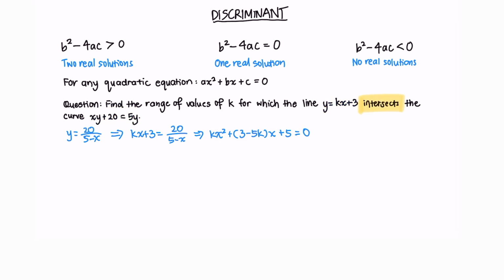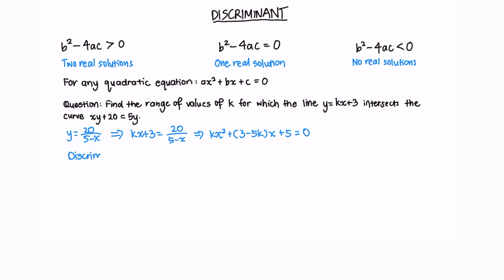So for the two graphs to intersect, this means that there's either two real solutions or one real solution. That means that the discriminant is more than or equal to 0. These two real solutions in the case of this question just means that the curves intersect at two distinct points. And over here, it means that the curves intersect at one distinct point. So finding the discriminant for this quadratic, we'll find out what values of k these two graphs will intersect.